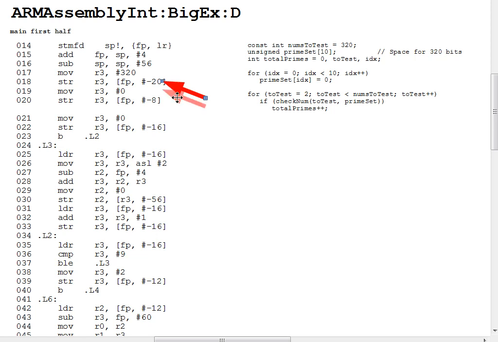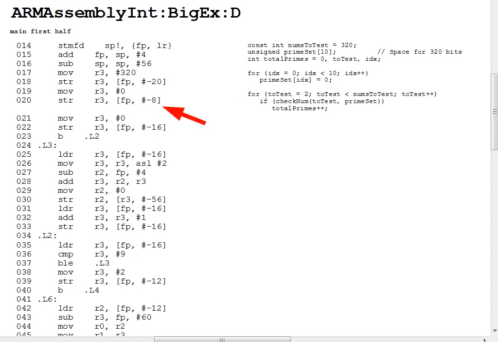And I think we can deduce that total primes is at offset minus 8, since we're setting that to 0. This also then suggests that toTest and IDX are at minus 12 and minus 16, though we can't tell which is which till later in the code. And the fact that the int locals are all at the bottom of the frame suggests that the 40 bytes at the top of the frame are for the array prime set.